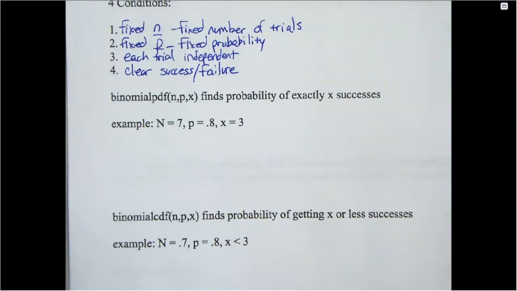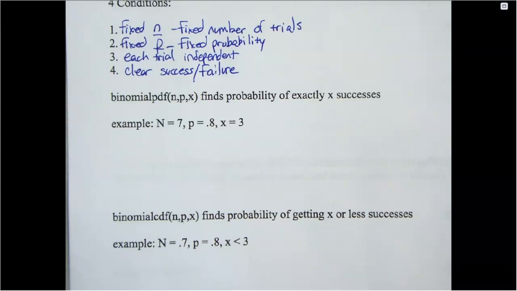So if I wanted to say, what's the probability? I stopped doing story problems here. I just put numbers. But I'm doing 7 somethings. The probability of success is 0.8. I want to know the probability I succeed 3 times. That's exactly what PDF will do. You type it into your calculator, it'll tell you the probability of succeeding 3 times exactly.